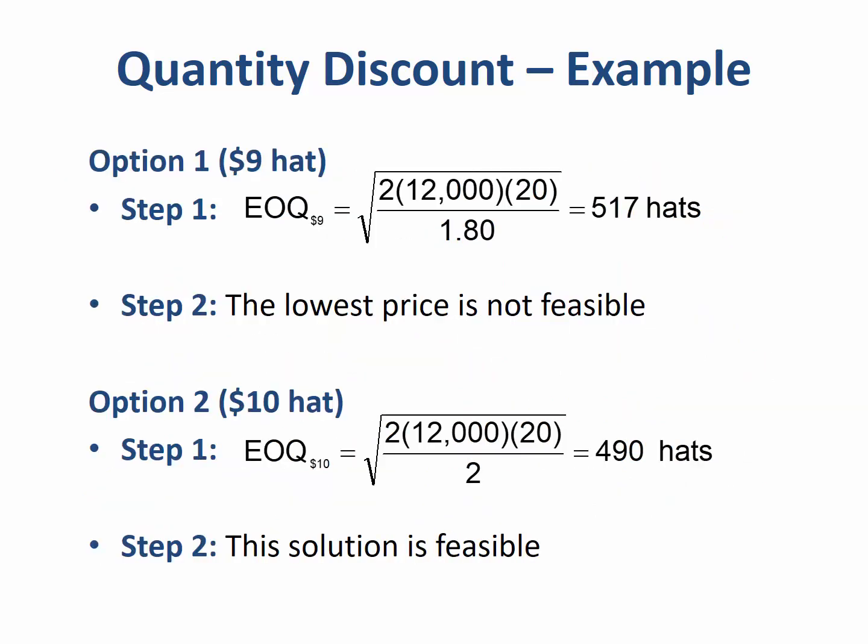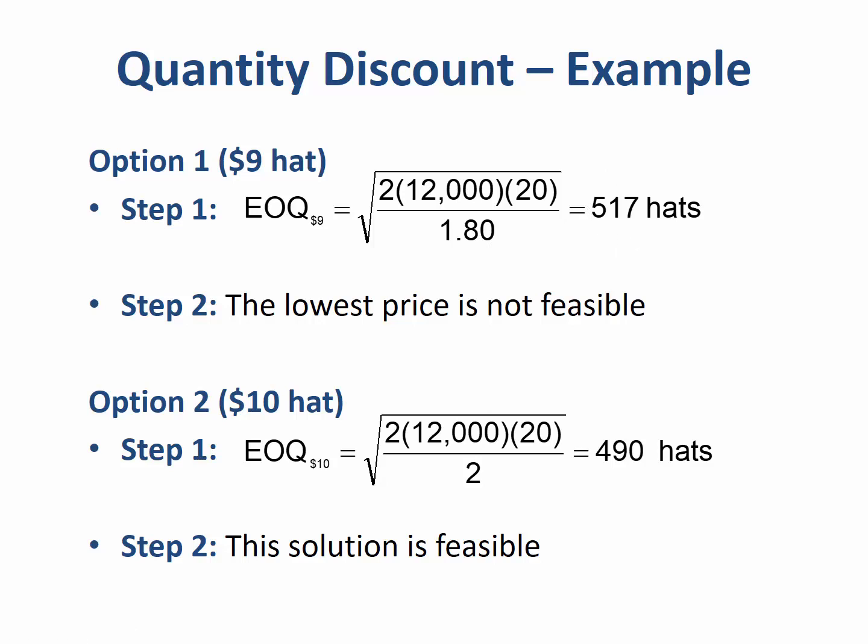So I'm going to apply step 1 and 2 for option 1, which is the $9 hat, the cheaper of the two options. If you calculate EOQ here, you're plugging in the numbers: 2 times the demand, that's 12,000, multiplied by $20, the setup cost, and you divide by 20% of $9, that's $1.80. If you do that, your EOQ quantity is 517 hats.